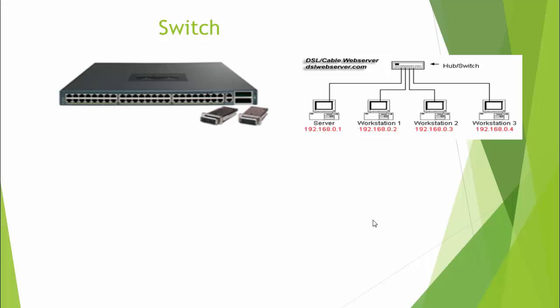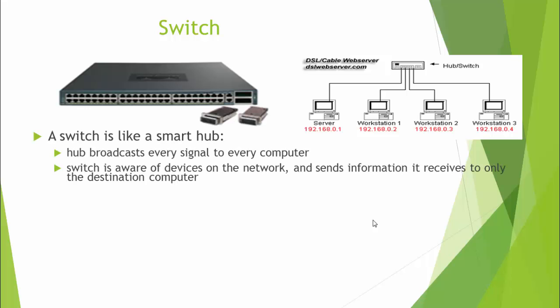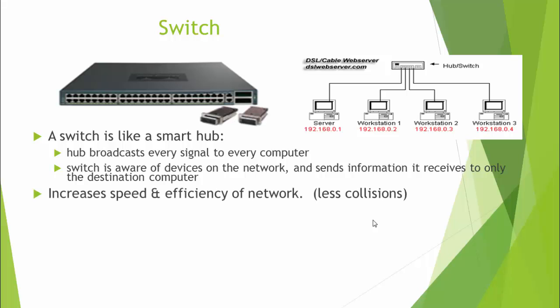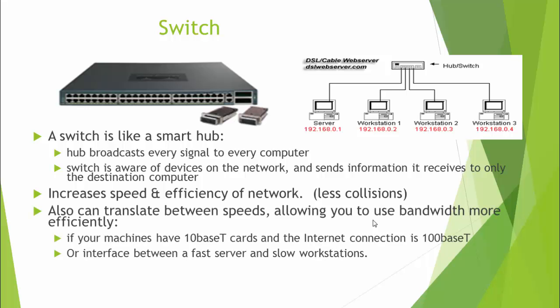Good ones really aren't that expensive anymore, and so we see far more of these than hubs. How does it work? It's like a smart hub, where the hub broadcasts every signal to every computer. The switch is aware of which devices are on the network and sends information only to the destination computer. This increases the speed and efficiency of the network by reducing the number of collisions. By the way, the switch will also do a clever trick.